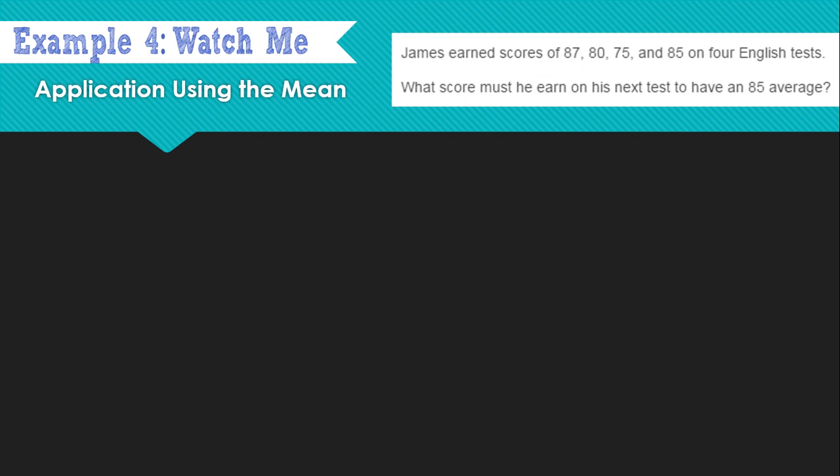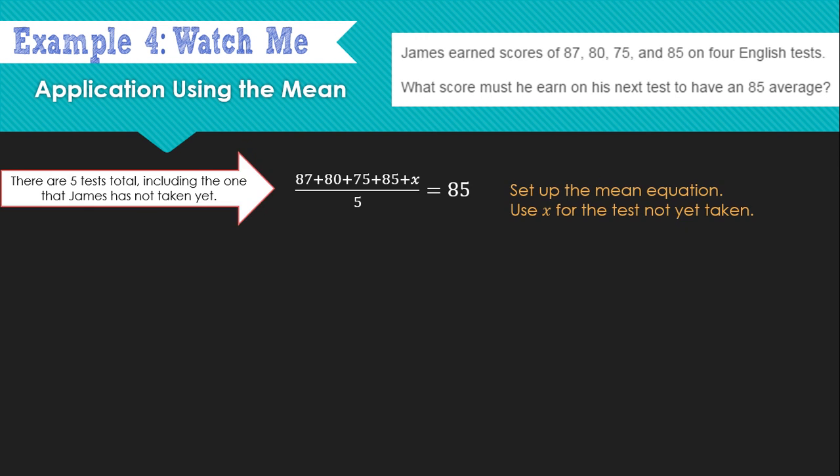We're going to take a look at one more type of example. This is a little bit different than that first example, so this is just another watch me problem. James earned scores of 87, 80, 75, and 85 on 4 English tests. What score must he earn on his next test to have an average of 85? So there are 5 tests total, including the one that James hasn't taken yet.